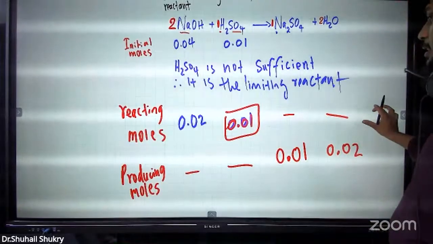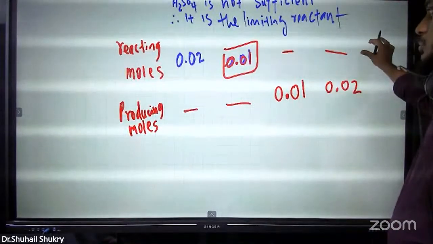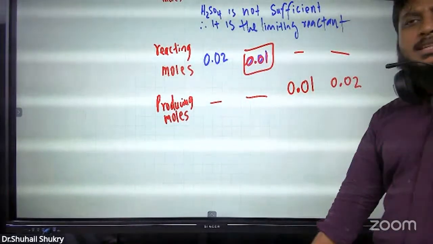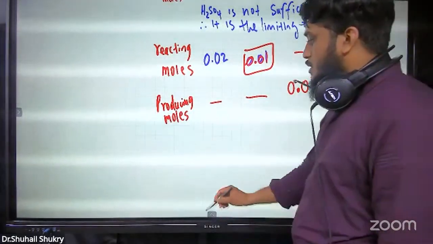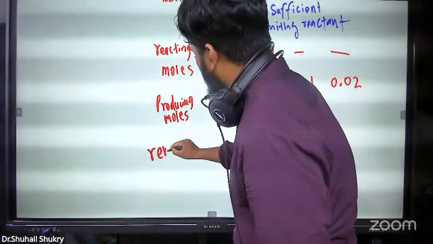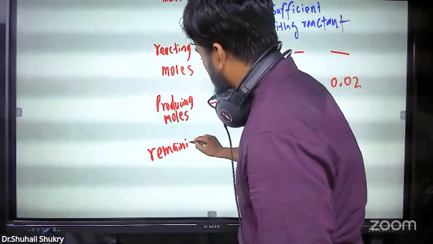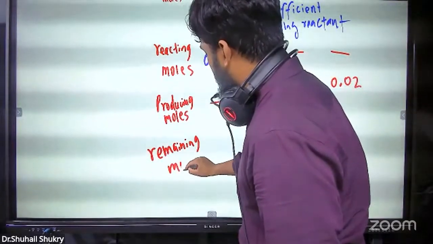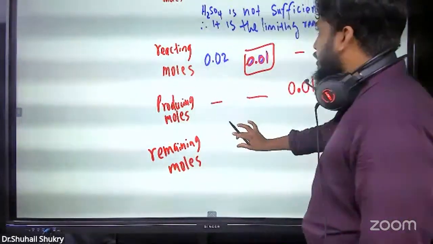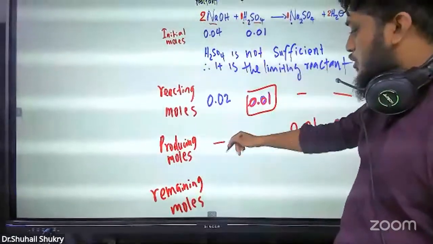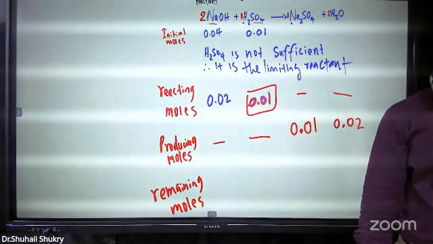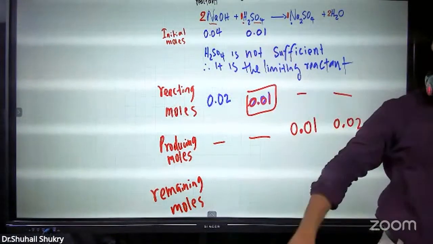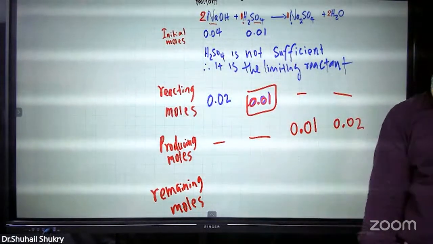Now, finally I can write reacting moles, producing moles. What is missing? Remaining moles. Remaining means finally what is in this solution C only, I have to see. Remaining moles. Now, do we have remaining sodium hydroxide here? Yes. Why did we put 0.04 sodium hydroxide here? Now, what is the remaining sodium hydroxide?